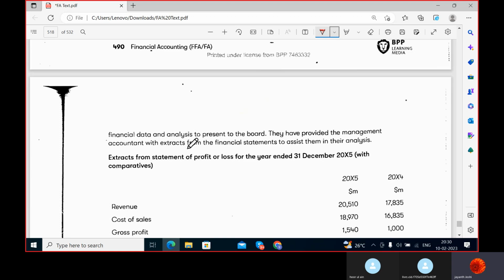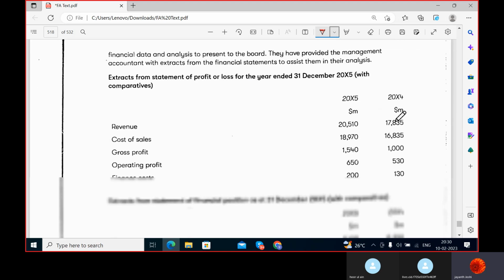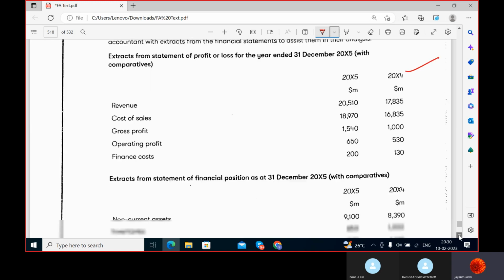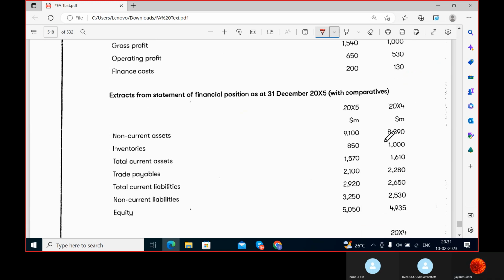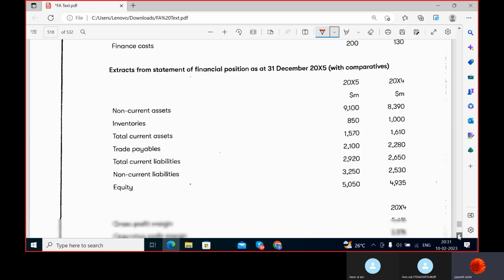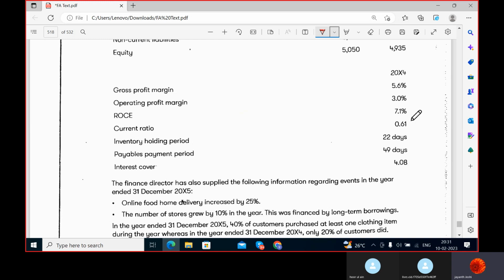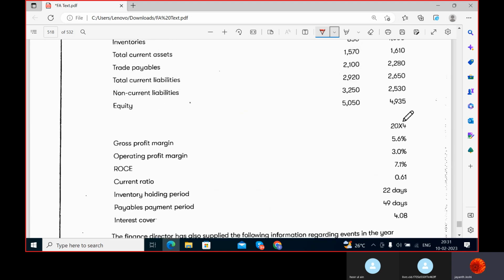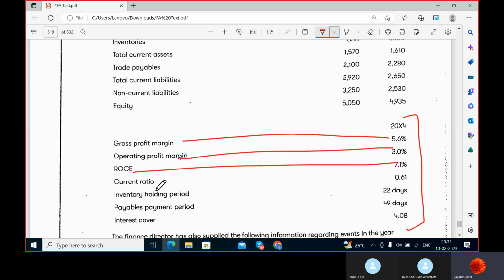They have provided the management accountant with extracts from the financial statements to assist in their analysis. So the 2004 income statement is given, and the balance sheet is also given. It's not the full balance sheet, just extracts, and they have calculated 2004's ratios. First, I want you to calculate all these ratios shown here right now.